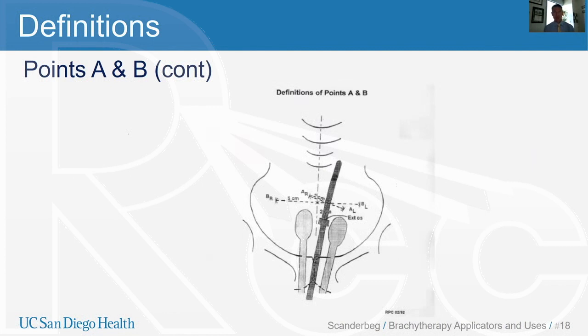This is another diagram displaying points A and B when the implant isn't in line with the patient's midline. Here it demonstrates that point A is lateral to the applicator, while point B is lateral to the midline of the patient. So here we can see 2 centimeters superior and lateral in the plane of the tandem for point A, but here 2 centimeters superior and then 5 cm lateral to the patient's midline for point B.